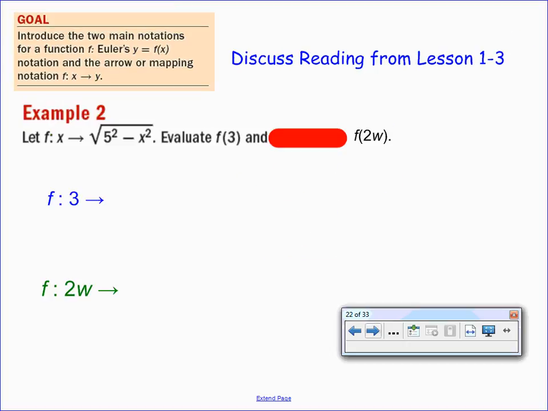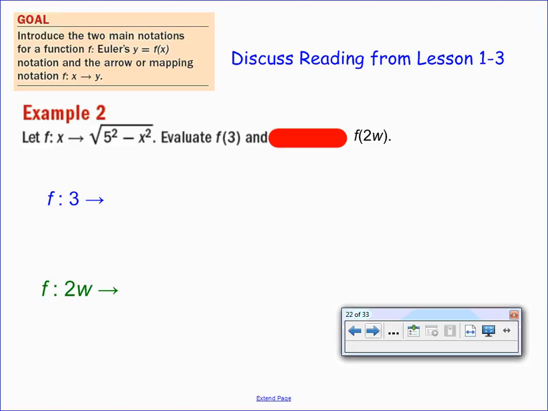We can also evaluate using mapping notation. So if we have a function named f that accepts input values x and maps them onto outputs according to the rule square root of 5 squared minus input squared, we can evaluate f of 3, and we can evaluate f of a variable expression, 2w. In each case, we simply take my input, rewrite my function rule, and everywhere my function rule accepts inputs, replace the input with my 3 or 2w in turn. So let's go ahead and rewrite that.